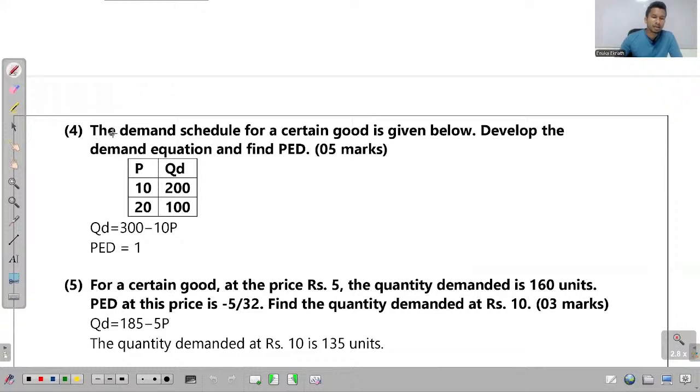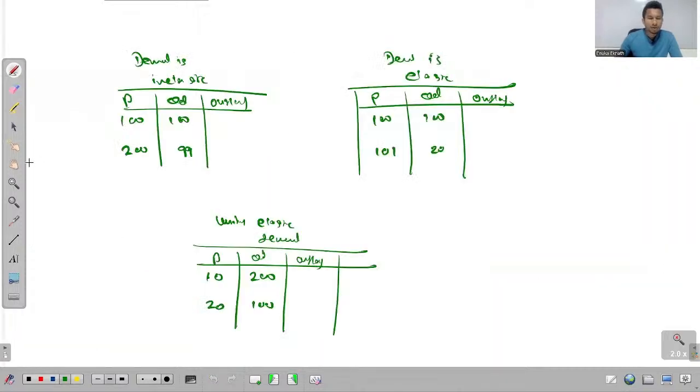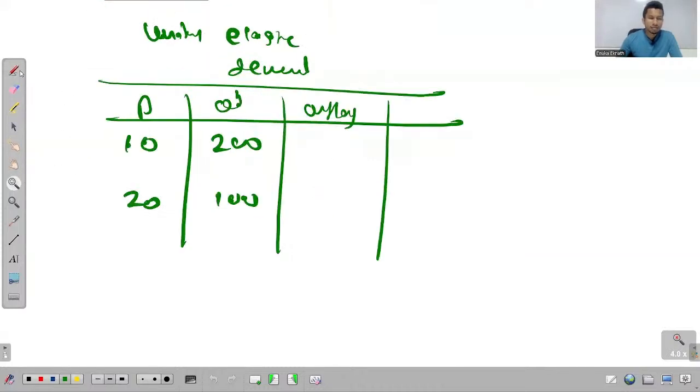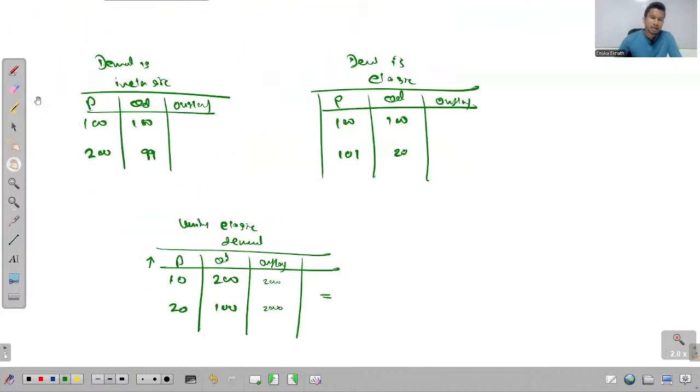Yeah, that we had here. It's the exact same table that I have taken again. So PED is 1, unitary elastic, right? So look at the third column, consumer's outlay. Price into quantity is 2000 here. This is also 2000. So what has happened to the consumer's outlay when the price increases? Price has gone up, but the consumer's outlay remains the same. So no changes.